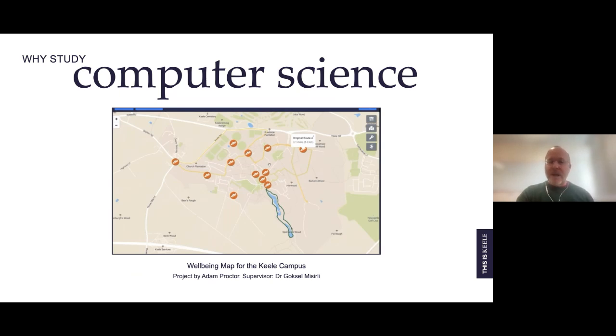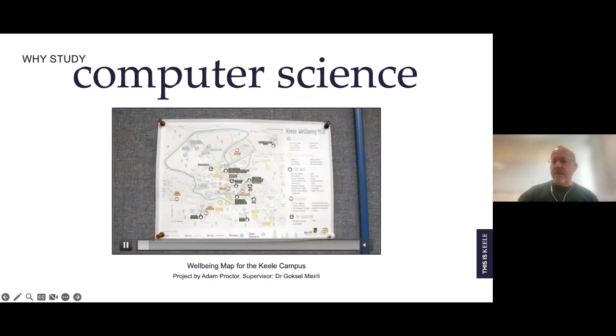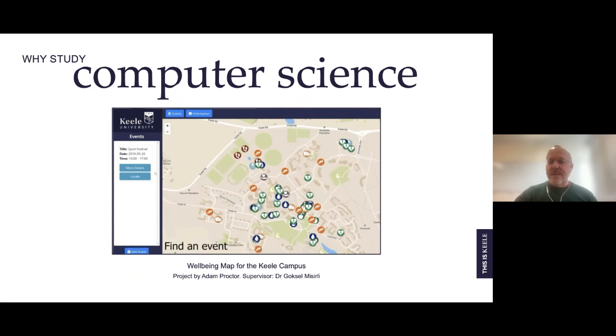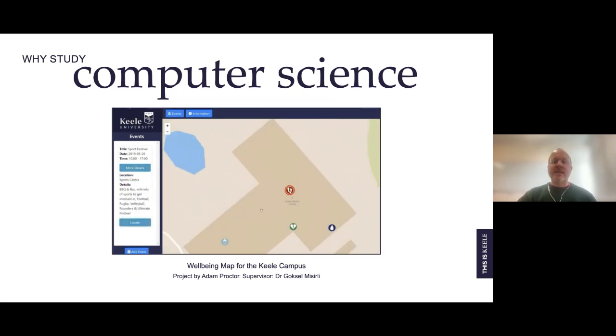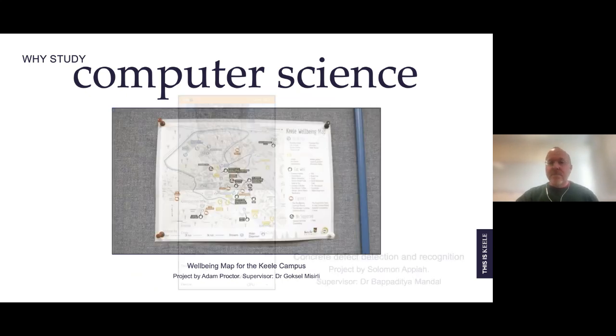And they wanted to move away from the typical paper map. Keele is a very wide and huge campus, and basically there is a lot of green grass and a lot of facilities where you can do exercises, and they had a paper map. This project was about transforming this paper map into a digital version to stimulate well-being in students and staff, I guess. And that was a third year project.